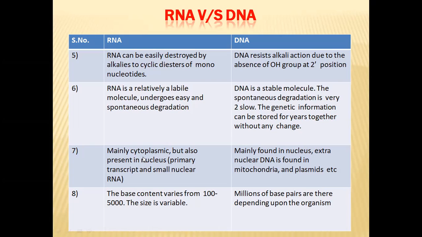RNA is mostly present in the cytoplasm. Only some types of RNA are present in the nucleus, but DNA is mostly found in the nucleus. In some cases, DNA can be seen in extranuclear places like mitochondria or chloroplast. The number of nitrogenous bases is limited in RNA. Mostly 1000 to 5000 nucleotides are seen in RNA, but in DNA, millions of nucleotides are present.